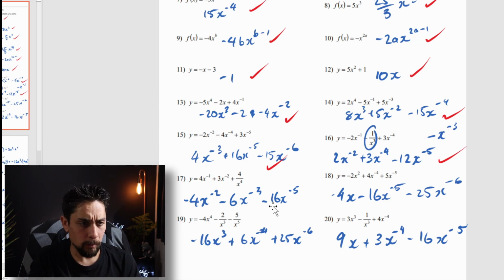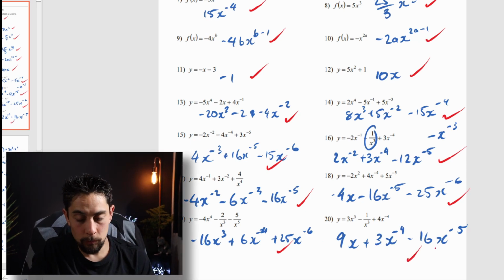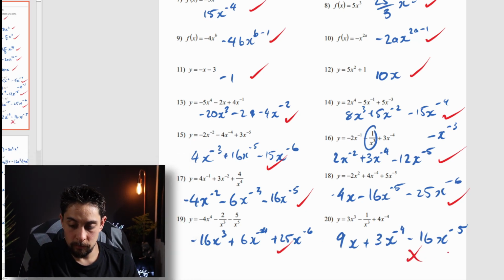Okay. 4 over x squared negative, yep. Minus 16, 6 over x cubed minus 6 over x^5. Negative 4x minus 16 over x^5 minus 25 over x^6. Negative 16x^3 plus 6x^4 negative 4, 25x^-6. Oh, no. This one is wrong.